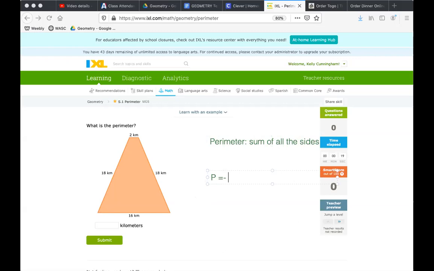So perimeter would equal 18 plus 2 plus 18 plus 16. So all you do is add up the numbers of all the sides. It's that simple. It doesn't get harder. Don't make it harder. So that would be 18 plus 2 plus 18 plus 16, and that would give us 54. Of course, make sure everything's in the same units.